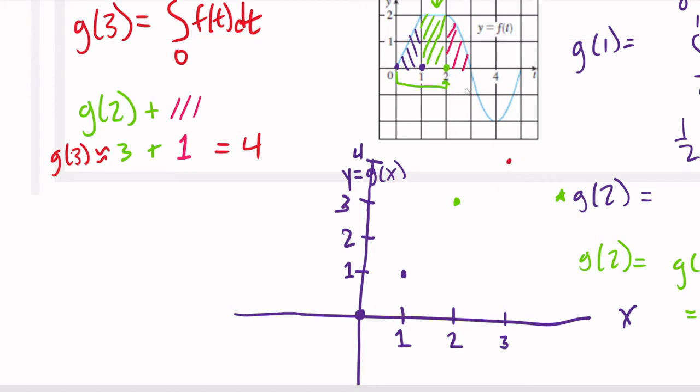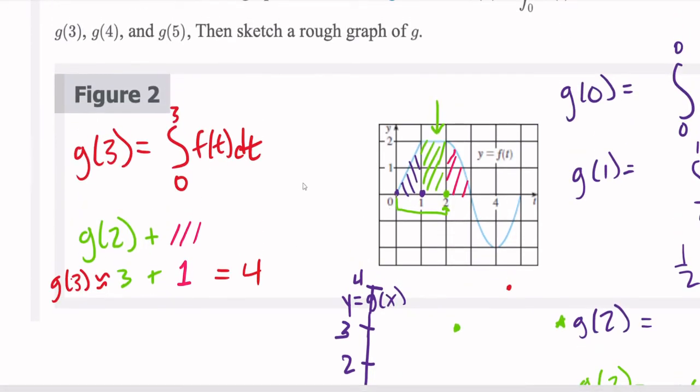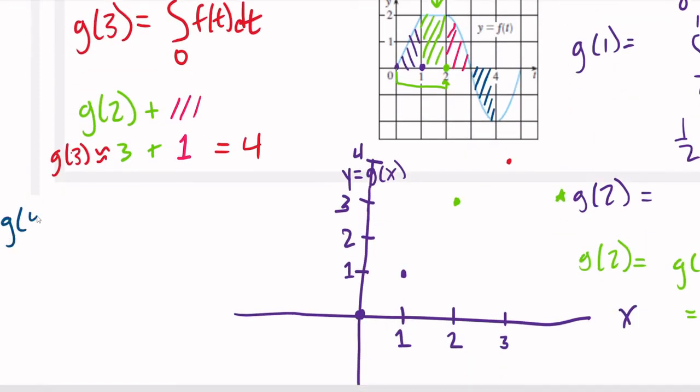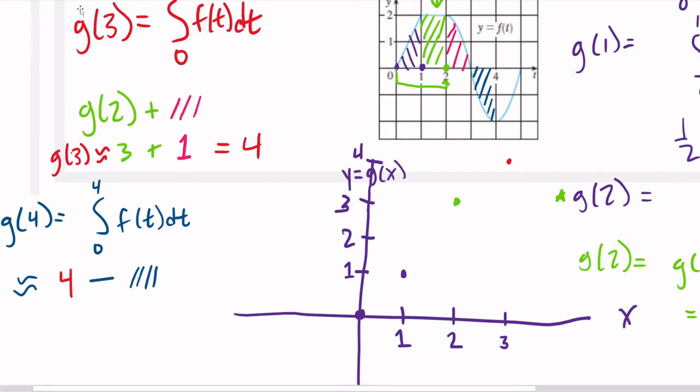Okay, not too bad. Now here's where the interesting stuff happens. When we go to g of 4, it's going to get a little weird, because we are now adding in this negative area. What does negative area mean? We can still think of it as area under the curve, but since it's below the axis, that accumulates as a negative. To calculate g of 4, we plug into the formula, the integral from 0 to 4 of f of t dt. But this is an accumulation, so we've already accumulated this first chunk of area. This is going to be about 4 here, and then minus the shaded area here, minus because it's below the axis.